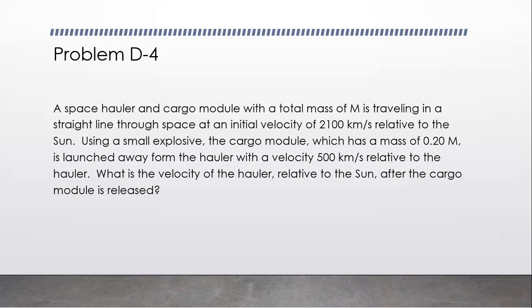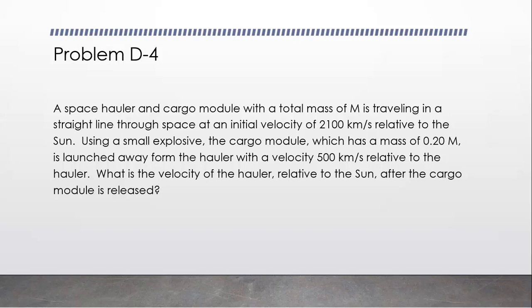Here we have a space hauler and a cargo module with a total mass of m, traveling in a straight line through space at an initial velocity of 2100 kilometers per second relative to the sun. So maybe it's traveling away from the sun at 2100 kilometers per second. Using a small explosive charge, the cargo module, which has a mass of 0.2 m, is launched away from the hauler at a velocity of 500 kilometers per second relative to the hauler.